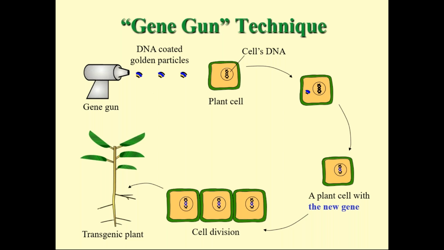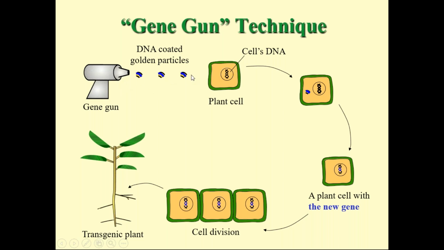In the gene gun, literally the DNA that you have cut out, the gene of interest that you have got, is coated with gold. It is gold particles are made of this, and then you have a gun. It is literally a gene gun where it shoots into the plant cell.